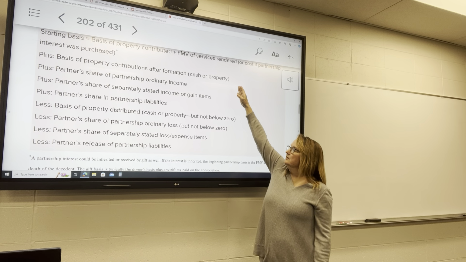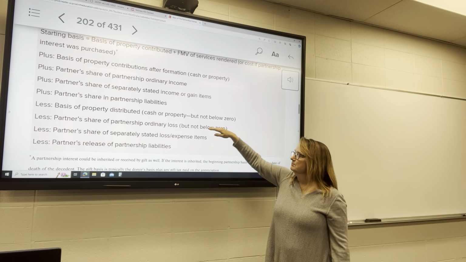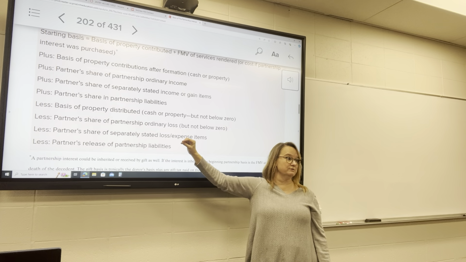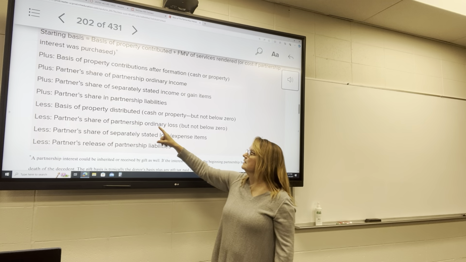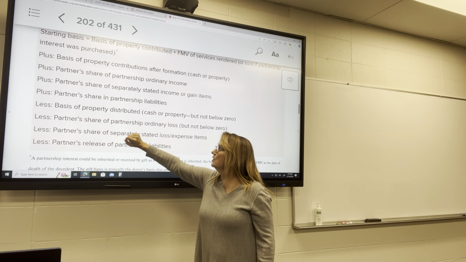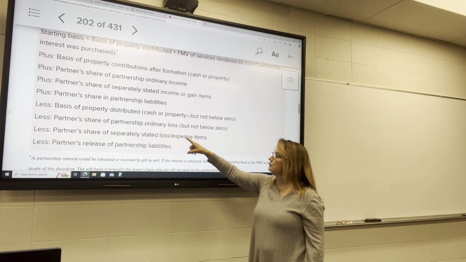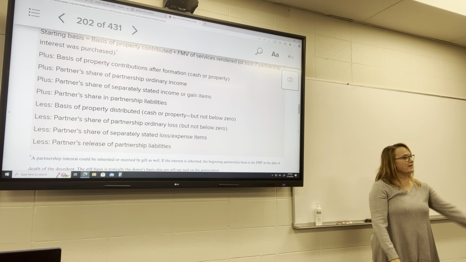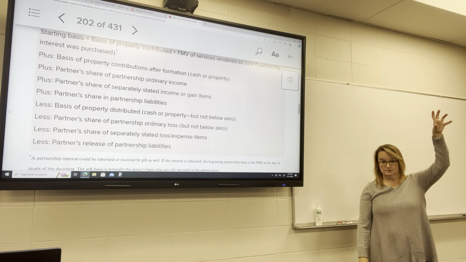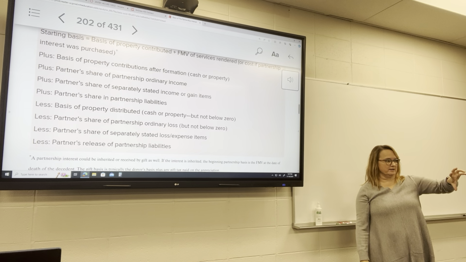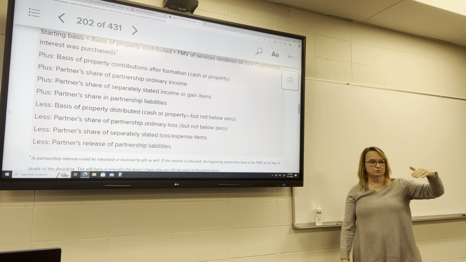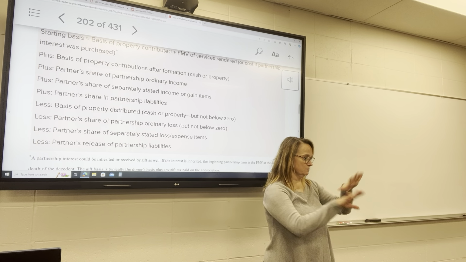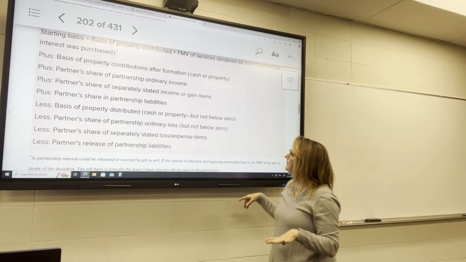Once we've done all this calculation, basis of property distributed, we're still going to keep a running tally here. We can't go below 0. If we still have some basis left, we can then subtract the partner's share of partnership loss. So if that box 1 was a negative number, now we can subtract that up to 0 basis. If it gets us below 0 basis, we can't take more than that, right?